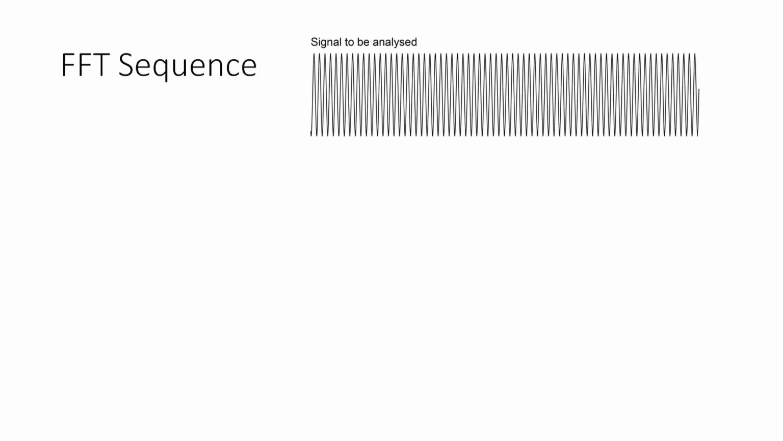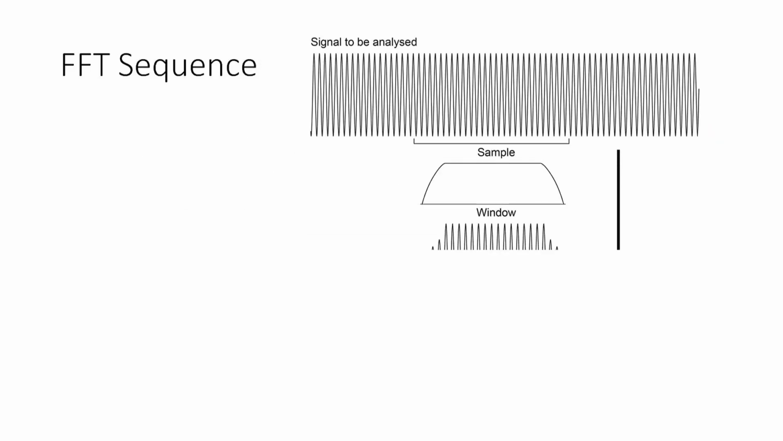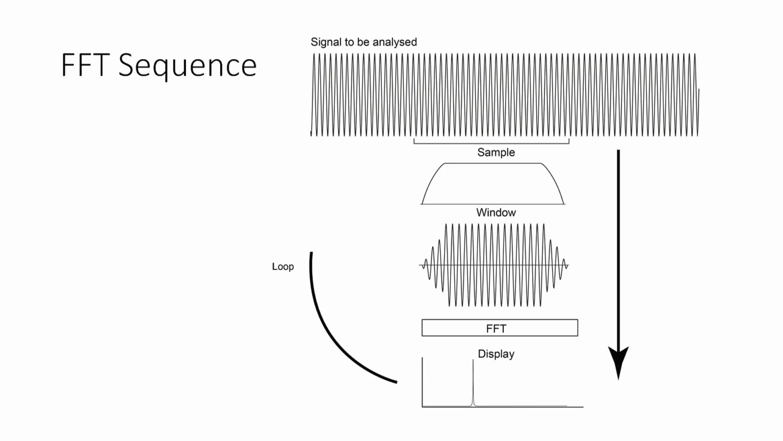So this is the sequence. The signal to be analysed, we take a sample, we put it through a window, we apply the FFT, and then we get a display. And then we go back and get another sample. So that's your display update. When you see your display updating, it means it's been through that process and it's now going back to get another sample. So again, the bigger your FFT size, the slower that process will be.